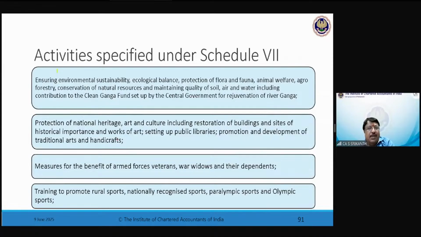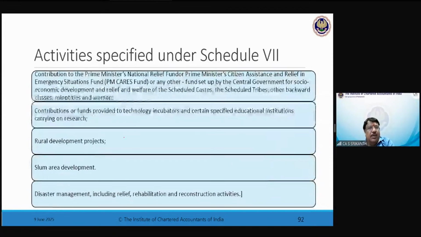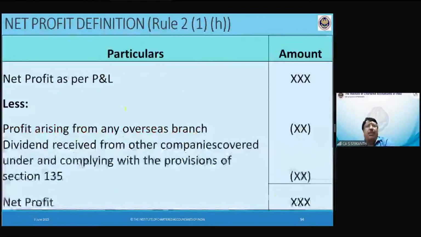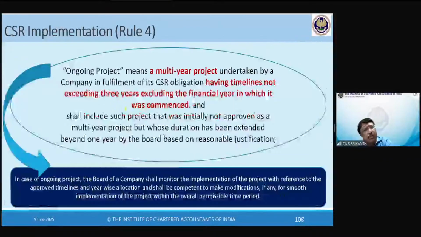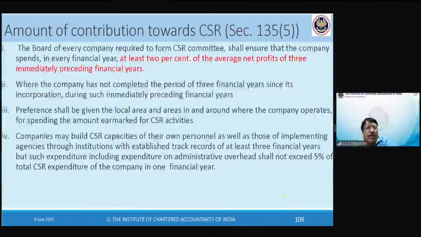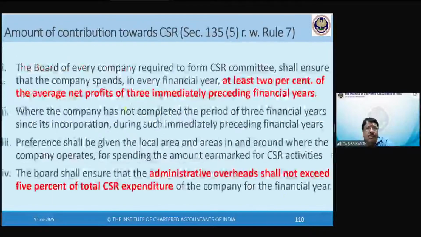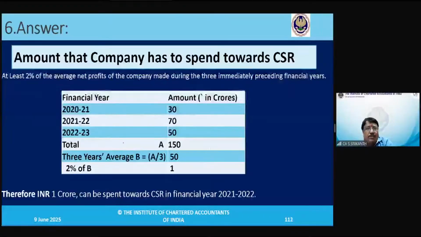These are the items that are covered in Schedule 7. So any fund which is set up under Schedule 7, like a contribution to the Prime Minister's National Relief Fund, you contribute. You give it to them. If you are not able to spend it, give it to the Prime Minister's Relief Fund. The Prime Minister knows how to spend it. Why are you wasting your time? If you are unable to spend it, give it to him. Unless it is an ongoing project, in which case you need not.